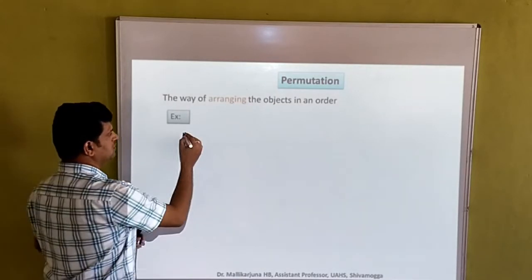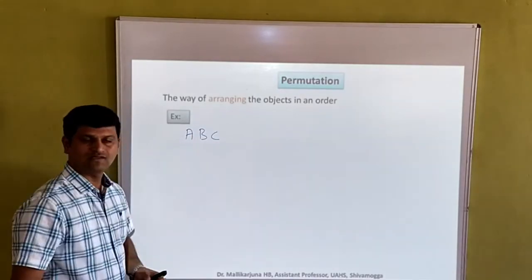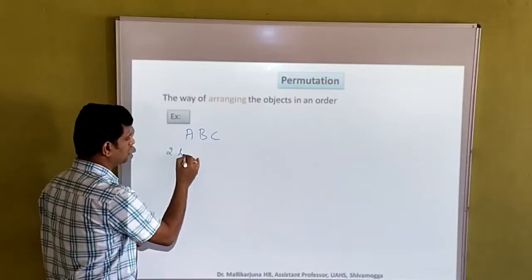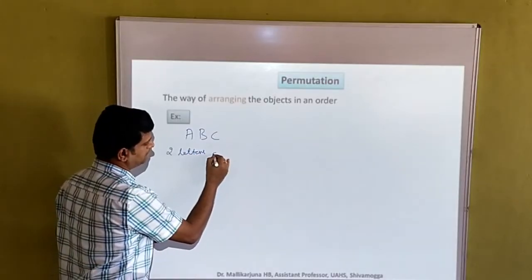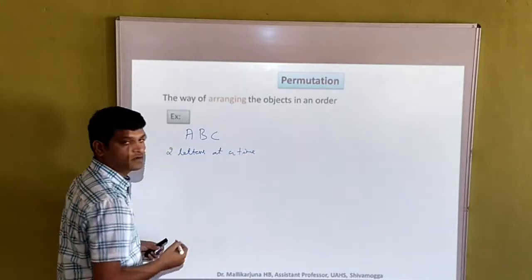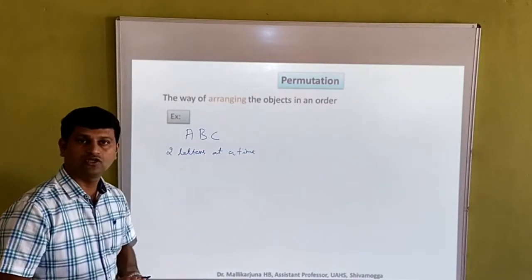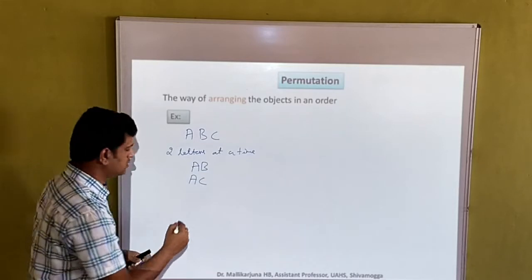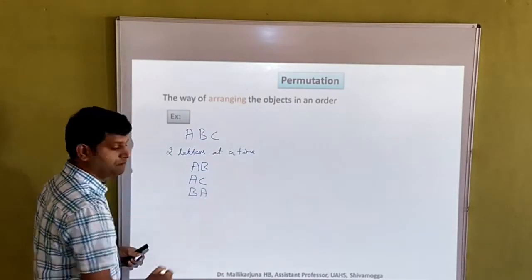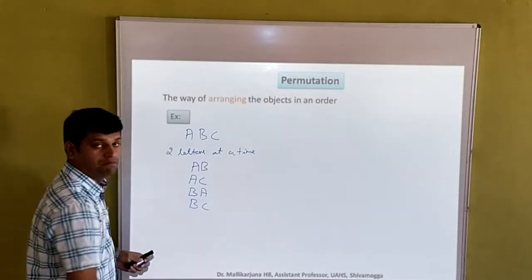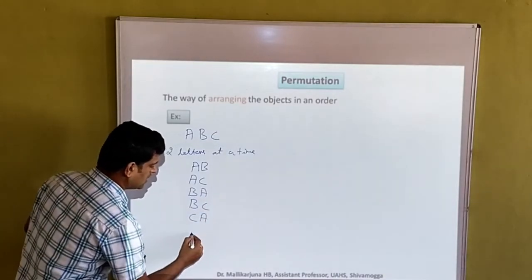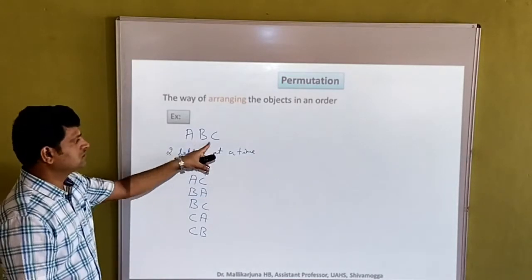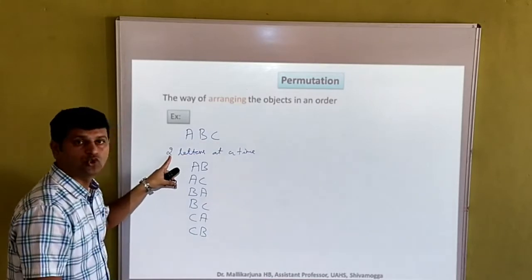Example, consider three letters A, B and C, taking two letters at a time. Then what are the different arrangements? AB, AC, BA, BC, CA, CB. These are the different possible arrangements from three letters by taking two at a time.